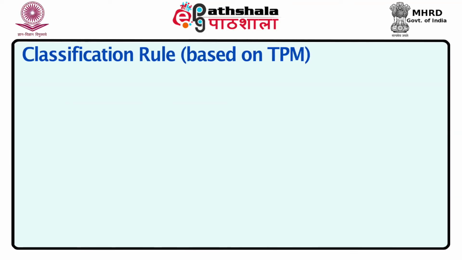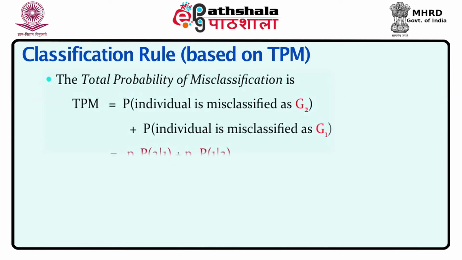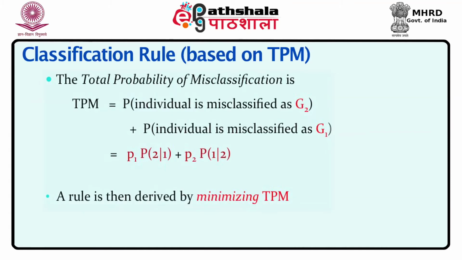Now there are several classification rules. The simplest but probably not the best rule is the total probability of misclassification rule. By the total probability of misclassification is meant the sum of the probabilities of the two misclassifications: the probability that an individual is misclassified as G2 and the probability that the individual is misclassified as G1. As we have seen, the first of these is given by P1 times P(2|1), and the second is P2 times P(1|2). So what we need to do is find the minimum of the TPM, or the total probability of misclassification. That would lead us to an optimal rule.